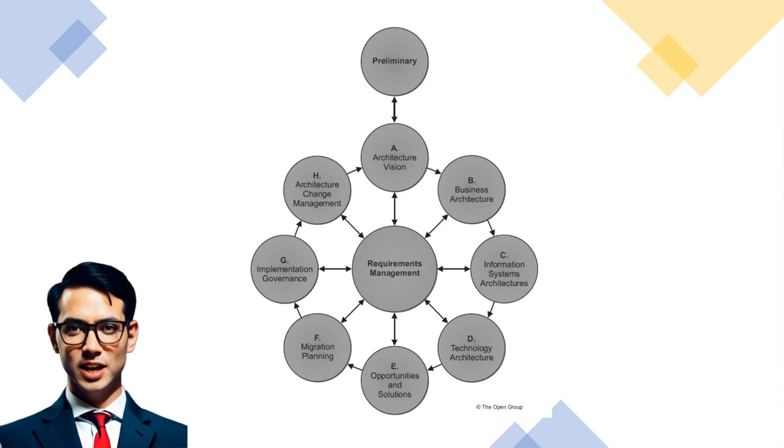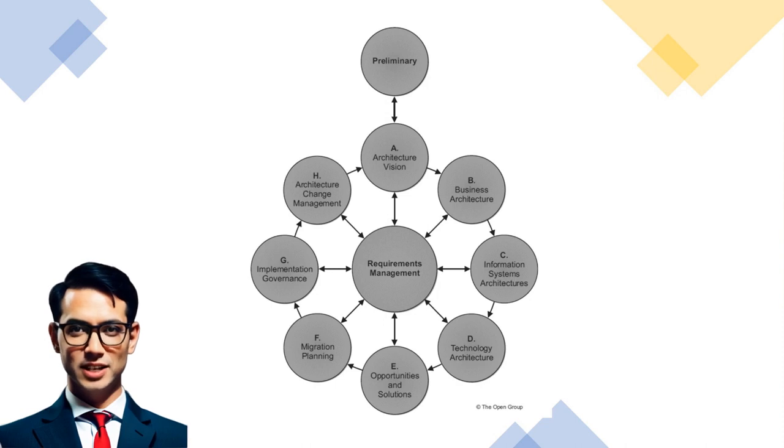Phase G, Implementation Governance, ensures conformance with the target architecture, monitors implementation projects, and produces a signed architecture contract. Its objectives include confirming adherence to the architecture, performing governance functions, and guiding solution development. Inputs include relevant documents, and outputs consist of the signed architecture contract, compliance assessments, implemented solutions, and updated architectural artifacts.